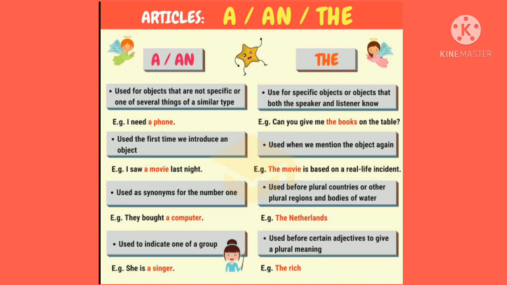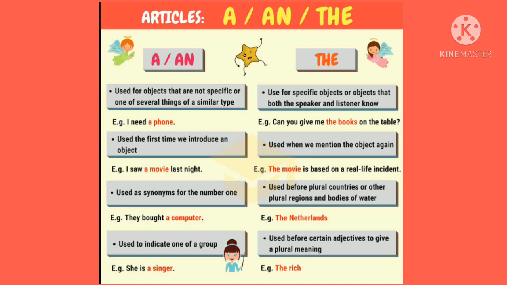Right, children? The second point is, a and an are used the first time we introduce an object. So this is the first time we are going to talk about an object in the conversation. Then we use a or an. I saw a movie last night. So this is the first time we are talking about that particular movie.